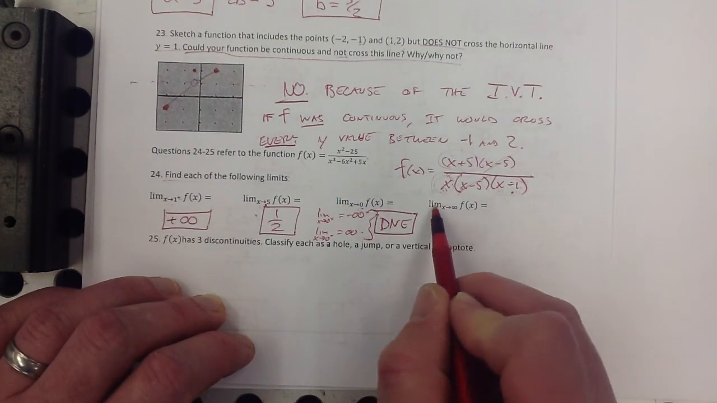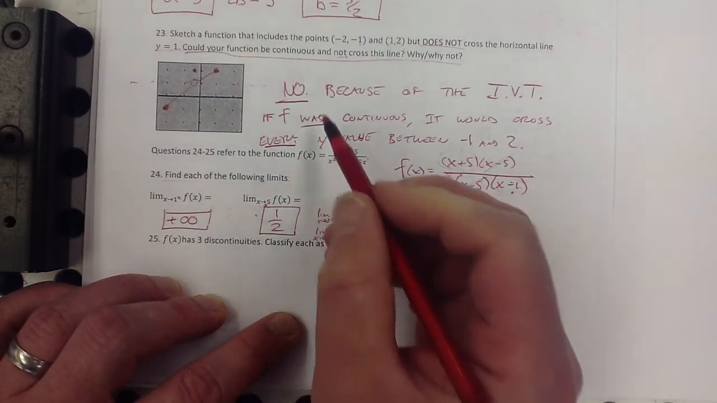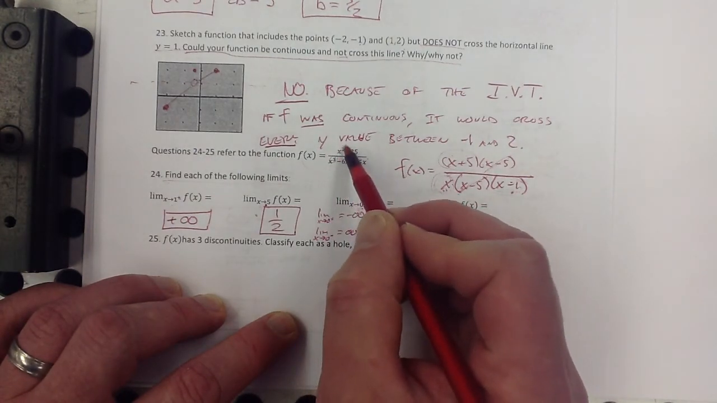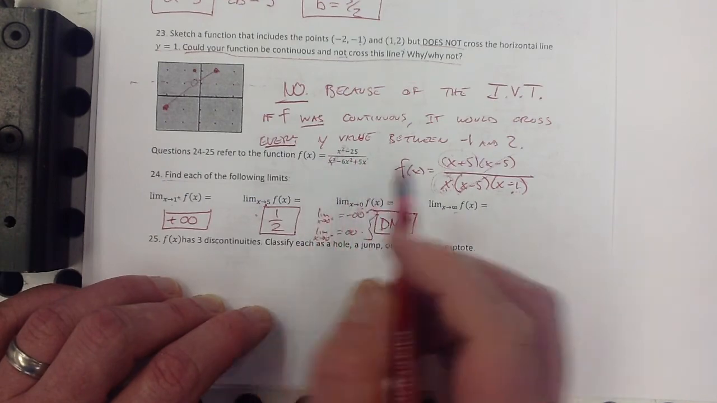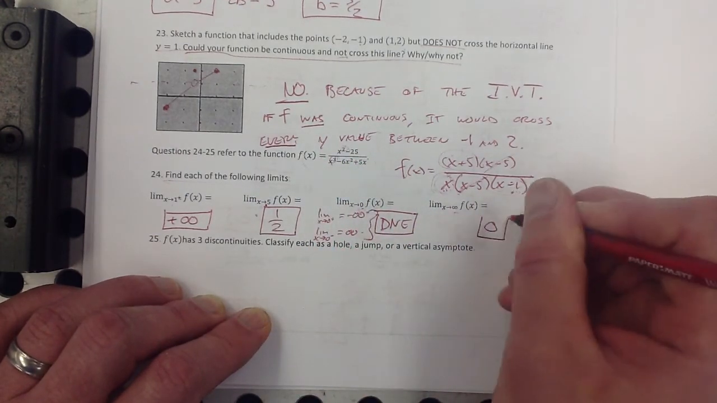And then finally, what's the limit as x approaches infinity of this function? Well, there we just look at the highest exponents. The highest exponent is on the bottom. That means the bottom wins and gets bigger faster than anything else, so that's going to 0.